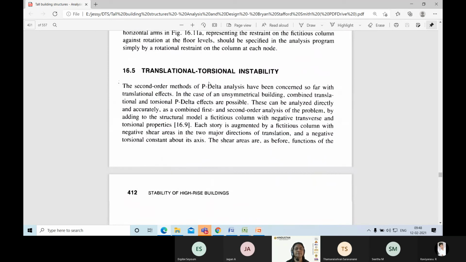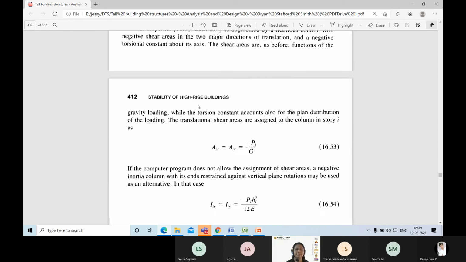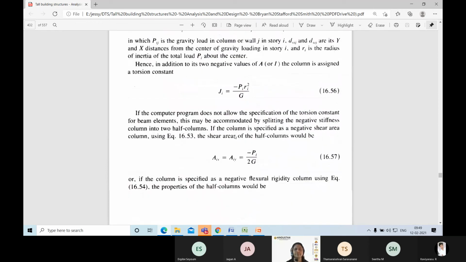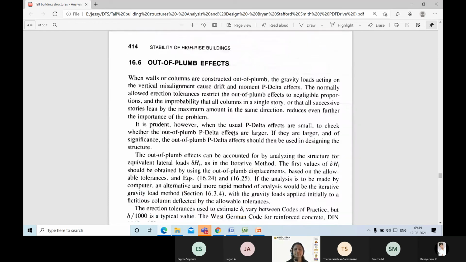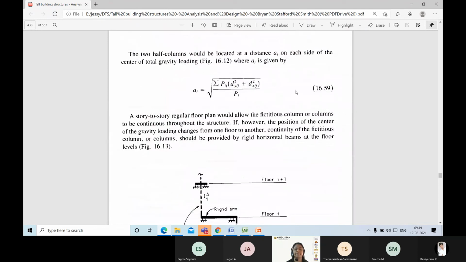Okay. Similarly, you have translational torsional instability. This has also been taken into consideration. There will be an effect of translation, an effect of torsion, and a combined effect. All these are the second order effects. Okay, from the P delta analysis, these are all the derived parameters: translational, torsional instability, etc. So how to calculate all these things? You can see there are a lot of empirical relations given here.